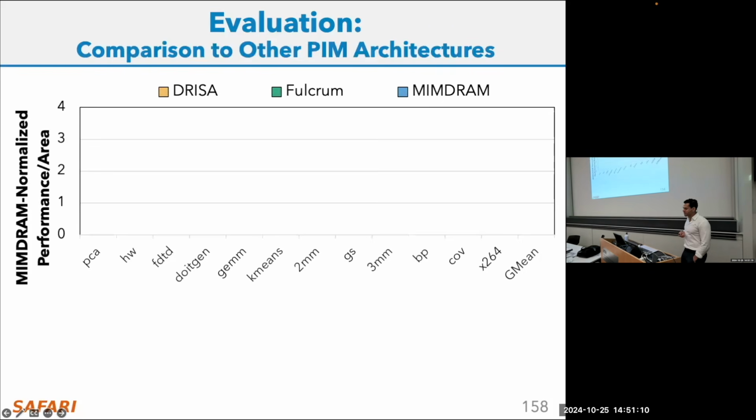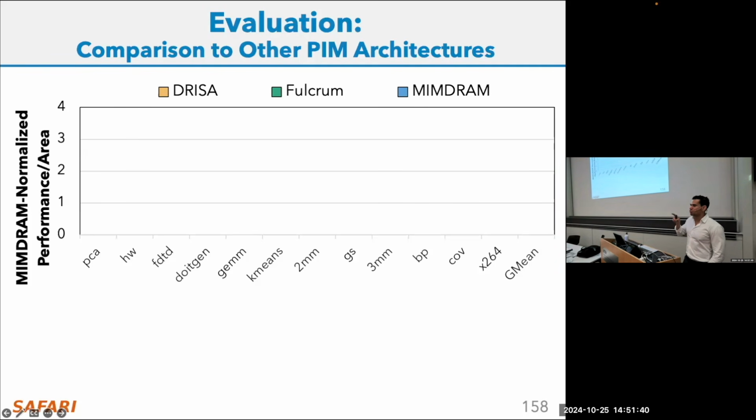We also compare MIMDRAM to two other processing-in-memory architectures. The DRISA architecture, this paper was published in exactly the same year that Ambit was published, at the same conference, in the same session. And they do the same thing in different ways. While Ambit does triple activations without incurring much area cost, the DRISA paper takes a completely different approach and goes full accelerator mode.